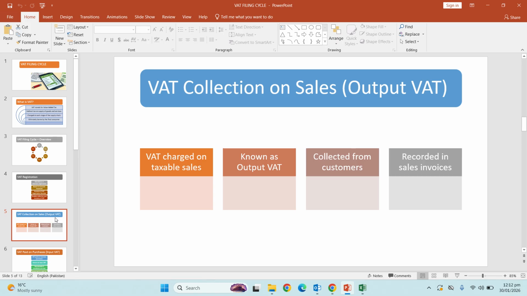So, here is the VAT collection on sales, which is also called output VAT. When a VAT registered business makes taxable sales, it charges VAT to its customers. This VAT collected is known as output VAT. Output VAT must be clearly shown on tax invoices and recorded in the business accounts.